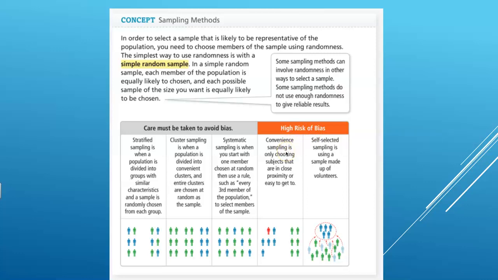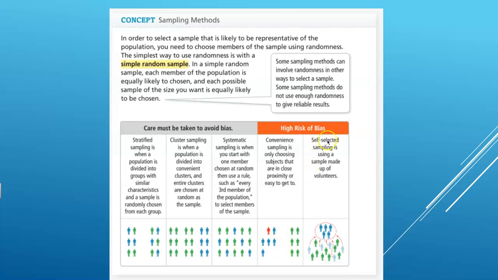Convenience sampling is when you only choose subjects that are in close proximity or easy to get to. So I'm in a class, and maybe myself as the teacher, I just ask the people in the front row questions because the people in the back row are too far away, so I just don't want to ask them the question. I'm going to get some bias, very likely, depending on the people in the front row, right?